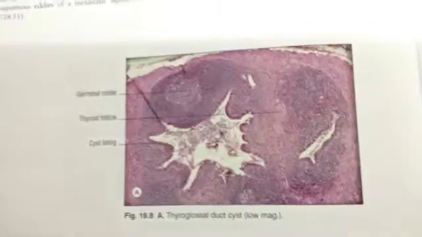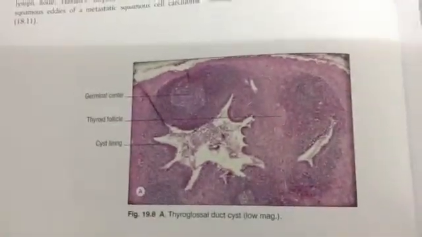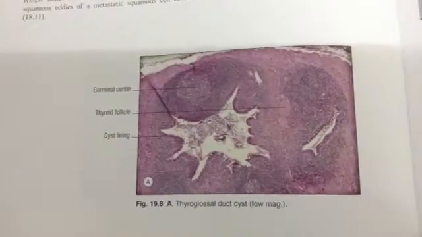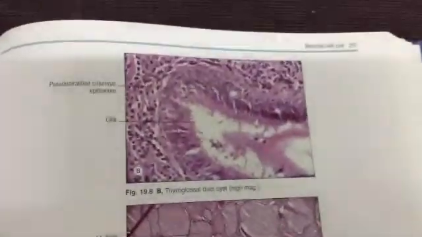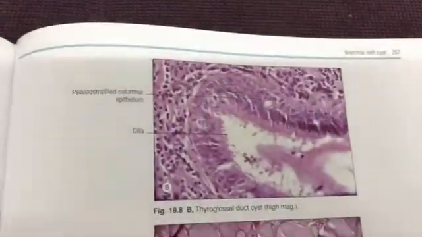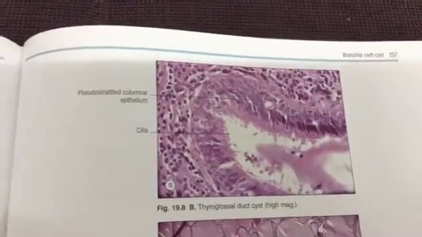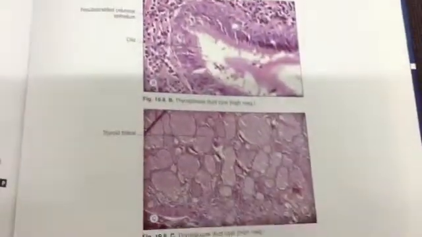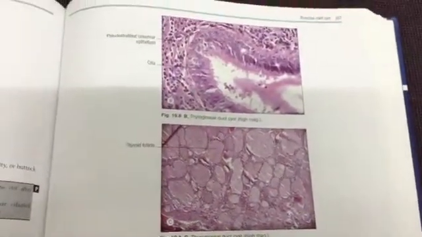And also there is the thyroglossal cyst, thyroid follicle cyst lying in germinal center, thyroglossal cyst, high magnification, pseudostratified columnar epithelium and cilia, a thyroid follicle, thyroglossal cyst, high magnification.